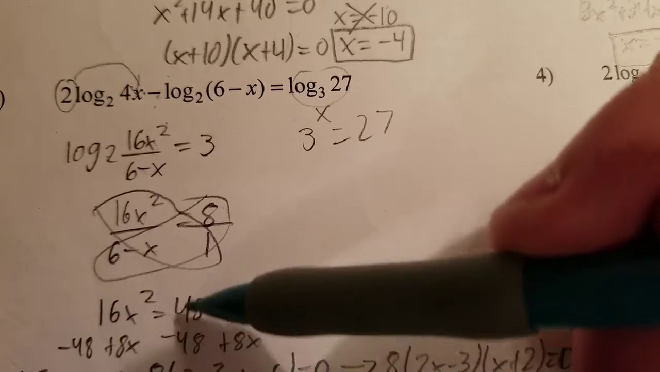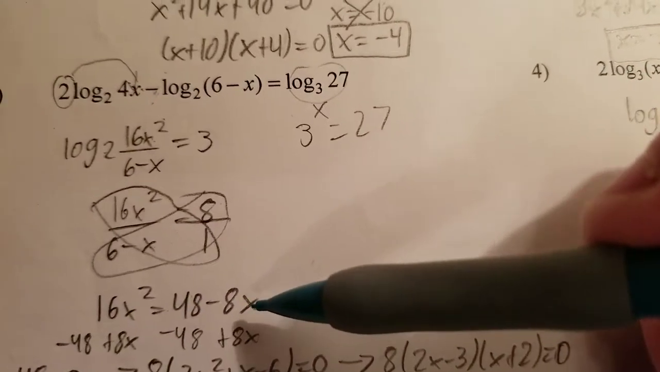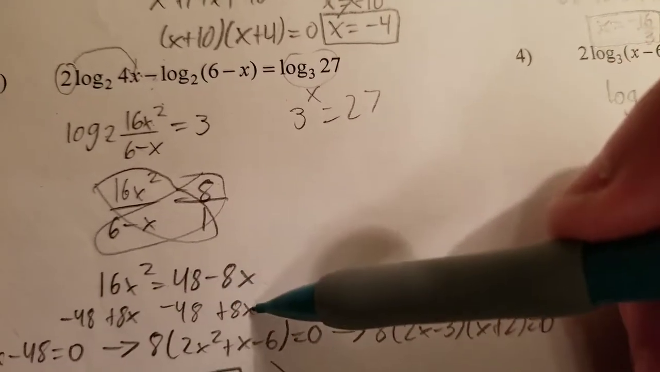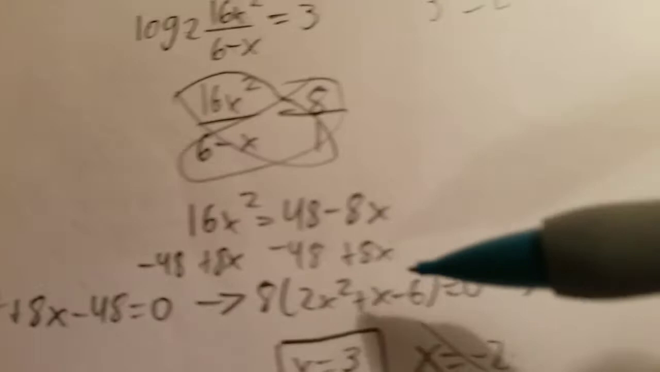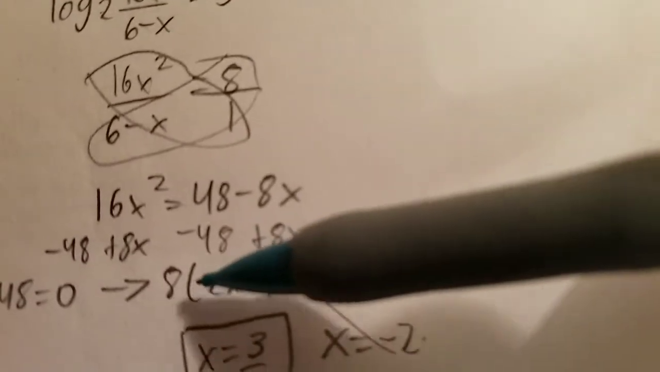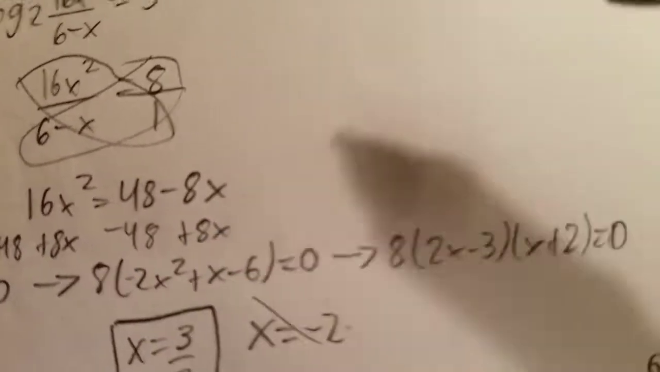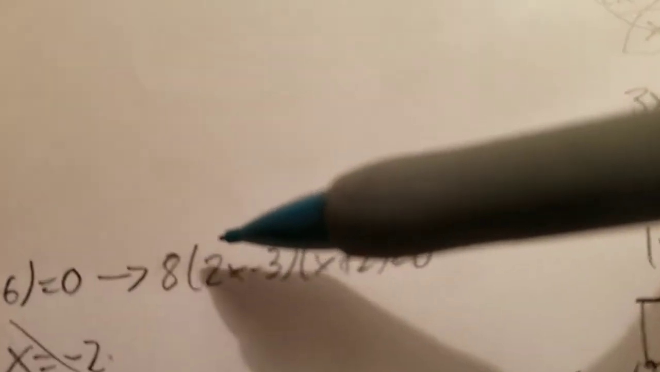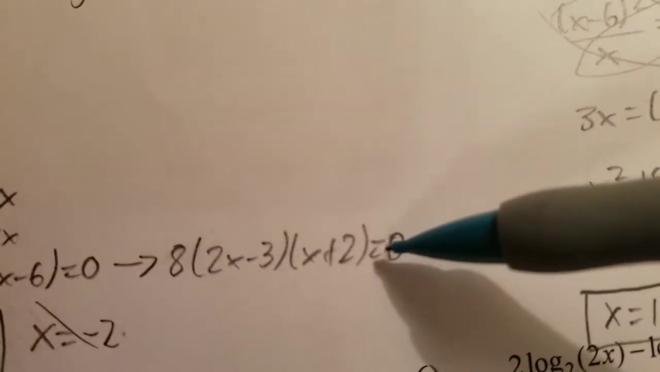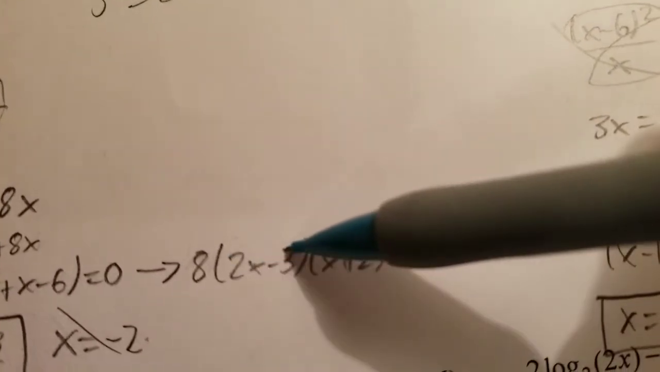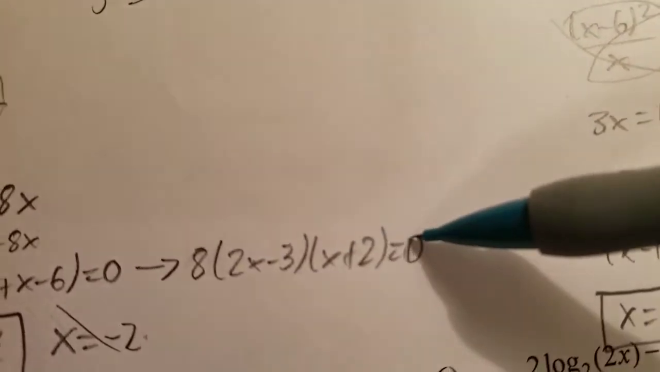Bring the 48 and the minus 8x over by subtracting, adding. So you get this equals 0. And then pull out an 8. Factor that. So you get x times 2x minus 3 times x plus 2 equals 0. And then you set 2x minus 3 equals 0 and x plus 2 equals 0.